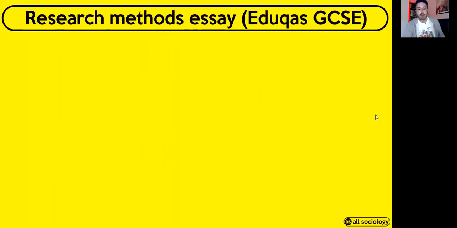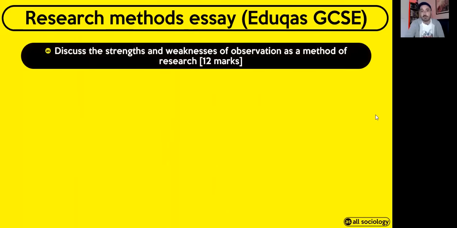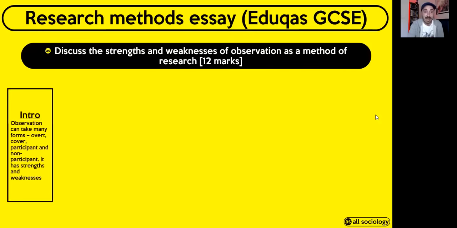Cool. Right. So I'm going to try and bust through a research methods essay with you. In the EDUQAS specification, these will be worth 12 marks. And you'll basically get given a question like this: discuss the strengths and weaknesses of observation as a research method. 12 marks. Now, how you write one of these is ultimately you want to be writing about a page. And what you want to try and do is pull out 2 strengths and 2 weaknesses and top and tail that with an introduction and a conclusion at either end.